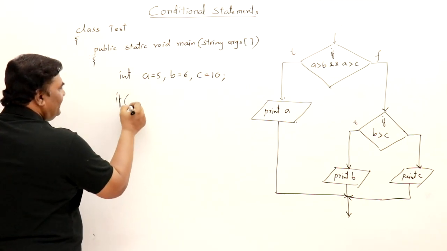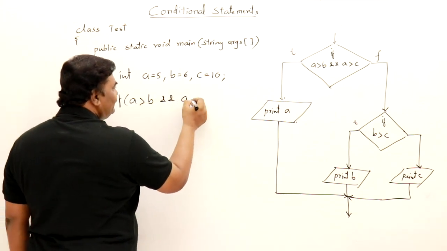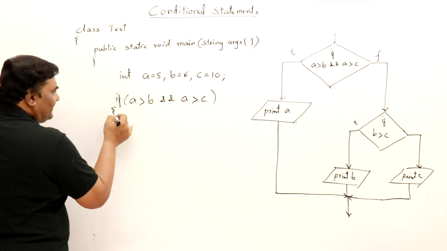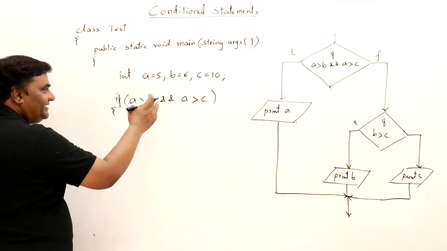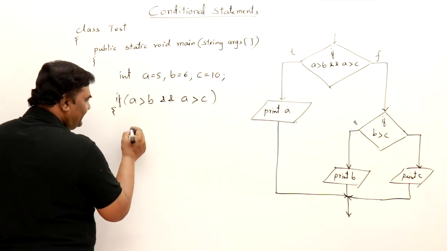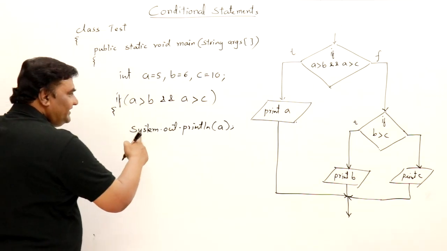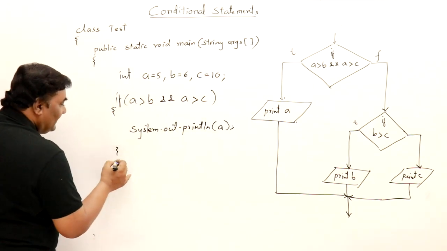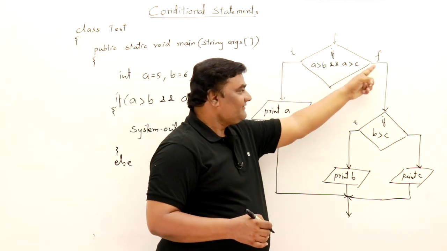I have to check if a is greater than b and also a is greater than c. If you remember, and will be true if both are true. So if a is greater than b and a is greater than c, then I will print System.out.println(a). I have to print a. Now, if this if is true, just print a, otherwise else.